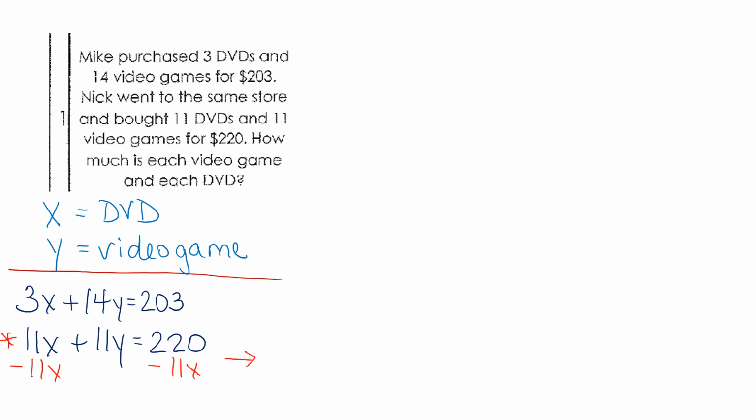And so that's going to bring my equation over here as 11Y equals negative 11X plus 220. If I divide everything by 11, that is going to end up leaving me with Y equals negative X plus 20. So now I'm able to substitute that information in for the Y so that I can solve for either the DVDs or the video games. So let's start our problem.